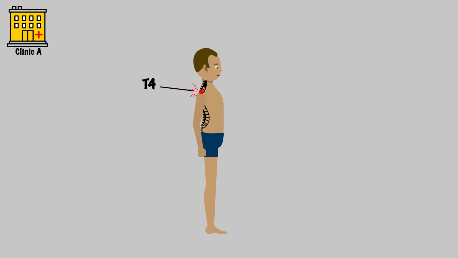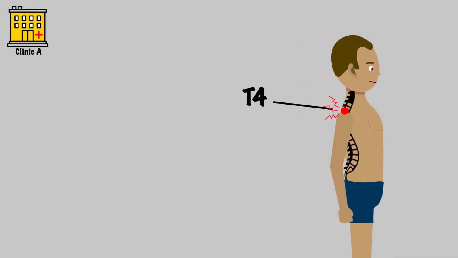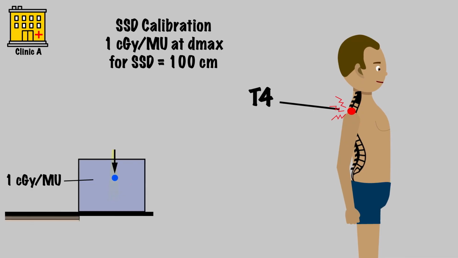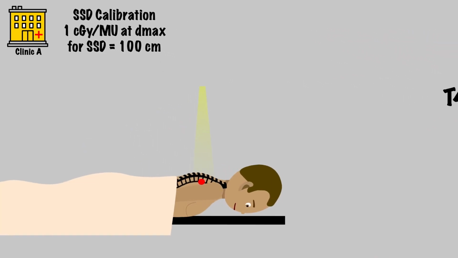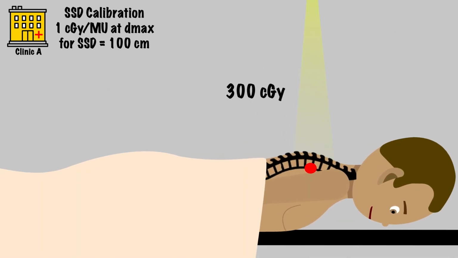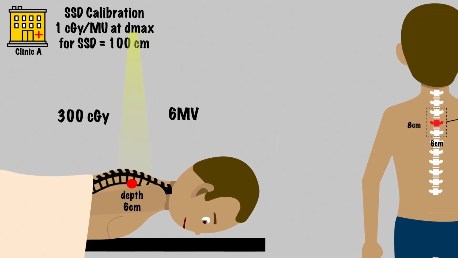Say you're consulted on a patient with cord compression at T4, needing emergent treatment. This particular clinic has calibrated their machines to deliver 1 centigray per monitor unit at Dmax with SSD setups. You've set up the patient and decided on a dose of 300 centigray per fraction with a single PA field and an energy of 6 MV and a 100 centimeter SSD setup with a target depth of 6 centimeters.